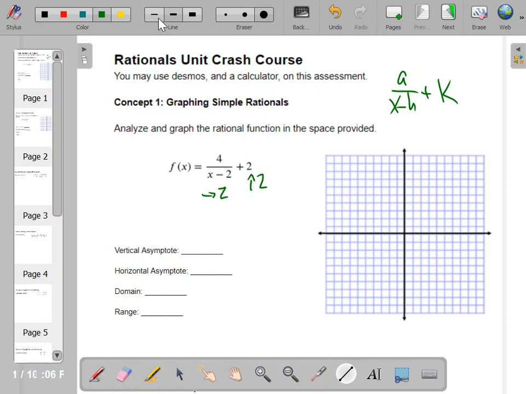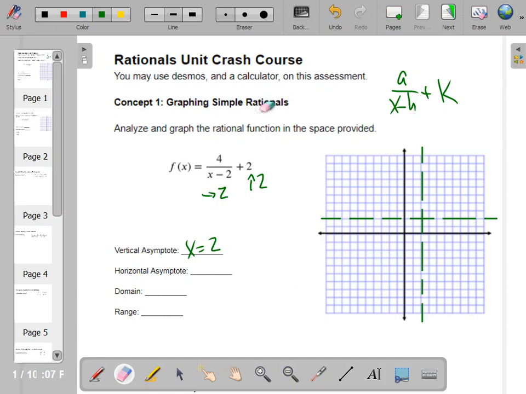So x minus 2 helps you figure out that the vertical asymptote is at x equals 2, right here. That's the vertical asymptote. So when it says vertical asymptote, I'll say it went right 2, x equals 2. What's actually moving up 2 is the horizontal asymptote. So y equals 2, and I have a horizontal asymptote there.